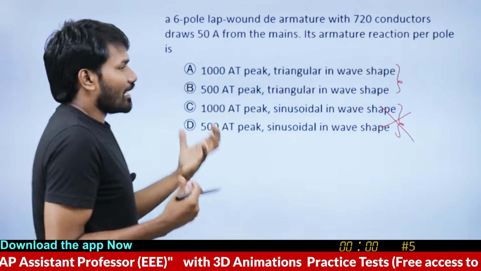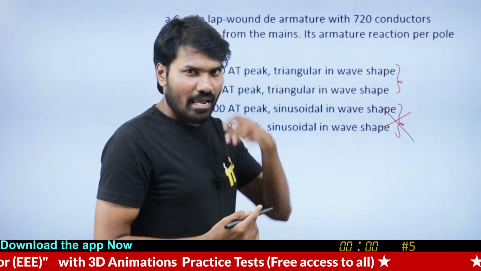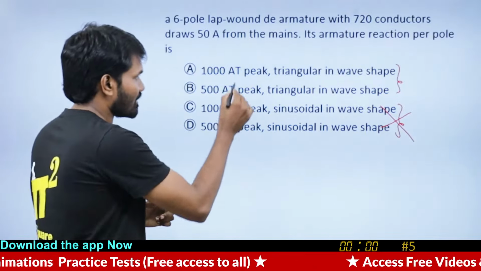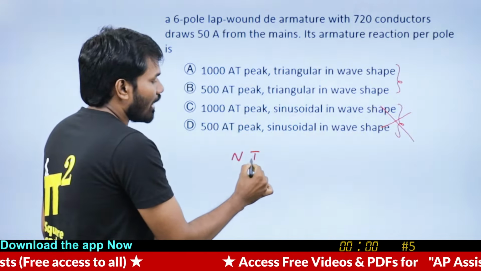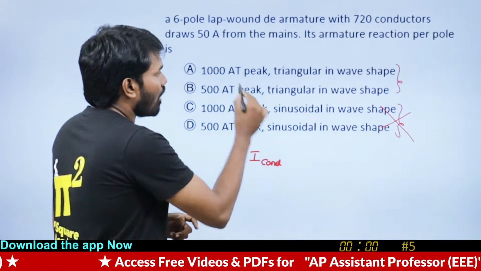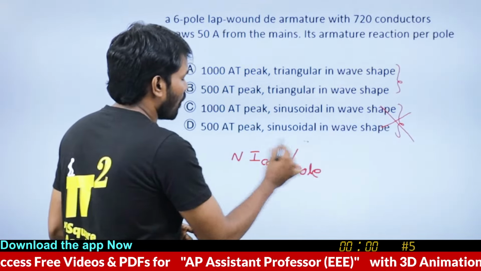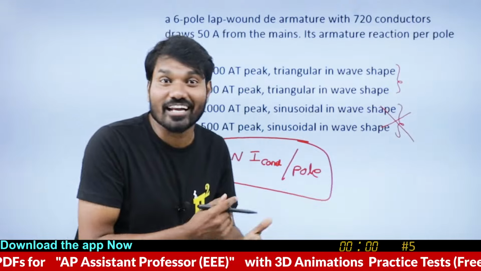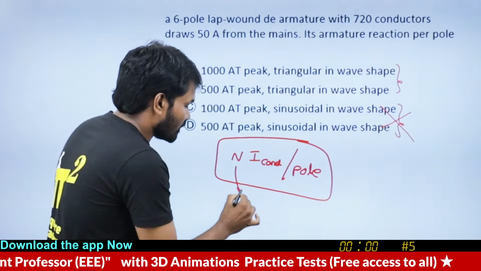Now what is that MMF? How much is that MMF? Ampere turns. MMF, ampere turns, means the name itself says ampere turns, turns into current flowing through the conductor per pole. Ampere turns per pole is how much? That's what he's asking. N means what? Not the speed. N means number of turns.